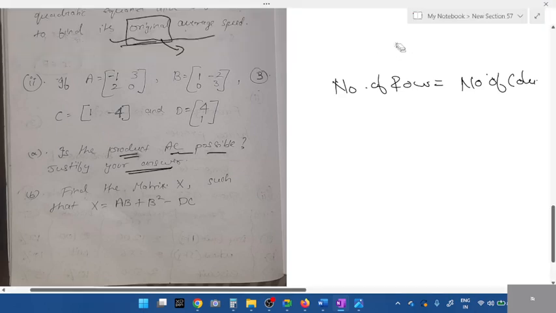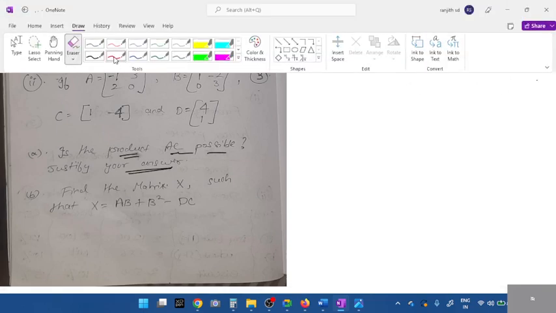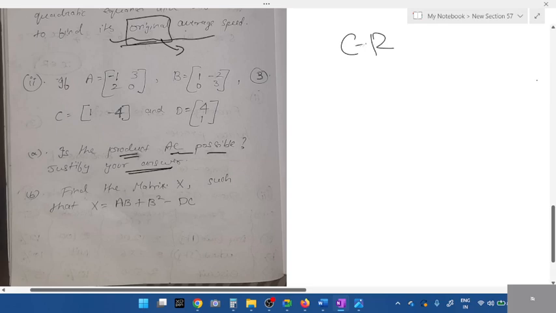I told you initially when I taught you the first time to remember the footballer name Cristiano Ronaldo, CR. See, that is how even I remember. C should be equal to R. Number of columns. Write the statement like this. Answer A. Number of columns should be equal to number of rows. So they have asked AC.